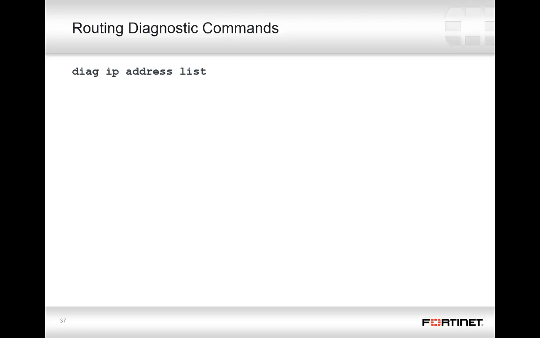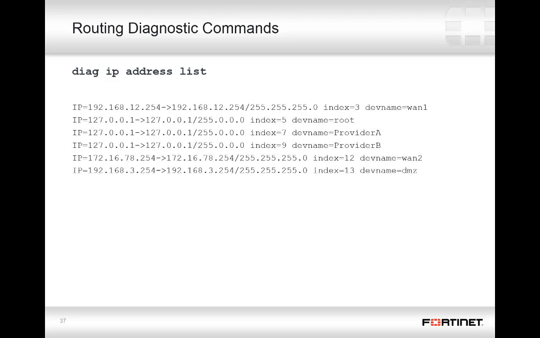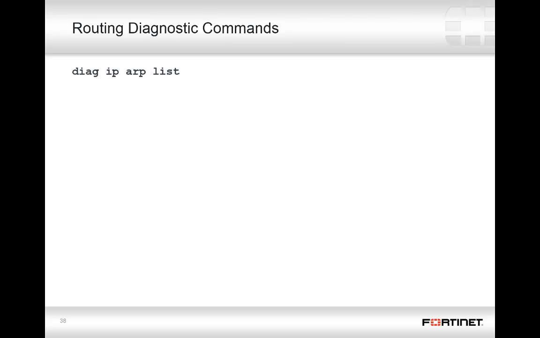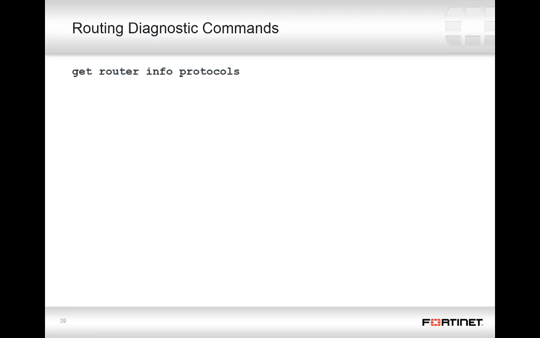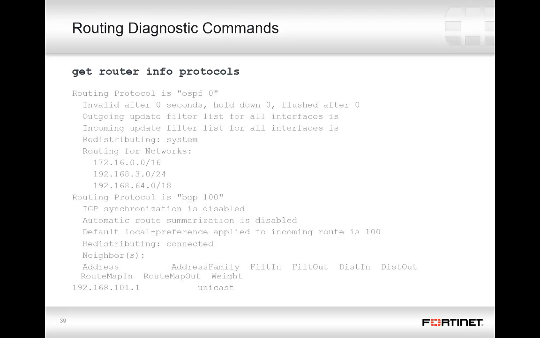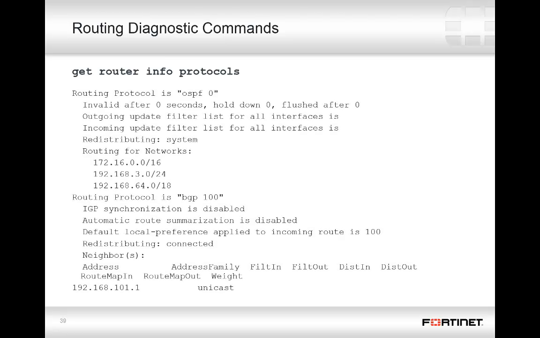This command gives a quick list of IP addresses associated with each NIC. They can be physical, VLAN, or virtual interfaces. Depending on the situation, you may need to look at the ARP table. This command is used for that purpose. It shows the interface, IP address, and associated MAC address. If you use dynamic routing protocols, you can get more information by using this command. It gives detailed information about how the FortiGate is configured for the various dynamic protocols.